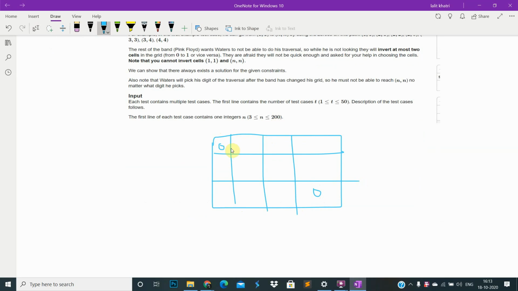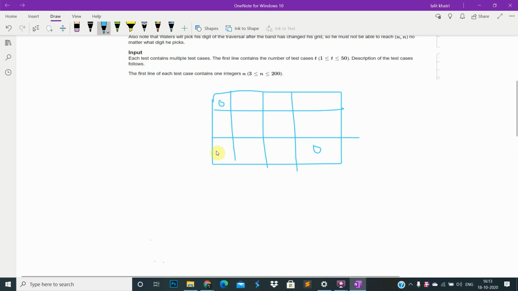Very simple question. All these cells contain only 0 or 1, nothing else. We have to change at most 2 cells so that he cannot reach this point. He can take any value: if he starts from 0, he will take all zeros, and if he starts from 1, he will take all ones to reach that point. This is a very simple question.